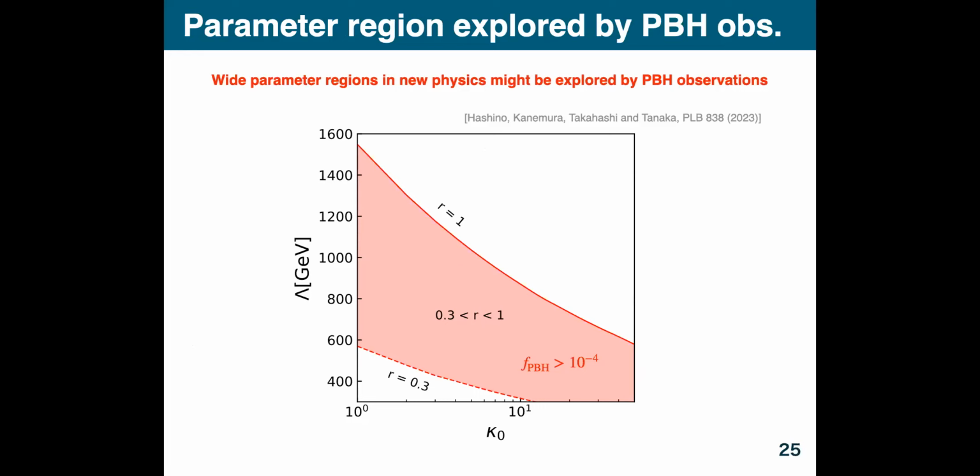And in addition, we have confirmed the parameter region which can be explored by the PBH observation. This figure shows the parameter region where a sufficient amount of primordial black holes can be produced by the first order electroweak phase transition. So as we can see, the white parameter region in the new physics model might be explored by the current or future PBH observation. This is also the main result of this work.